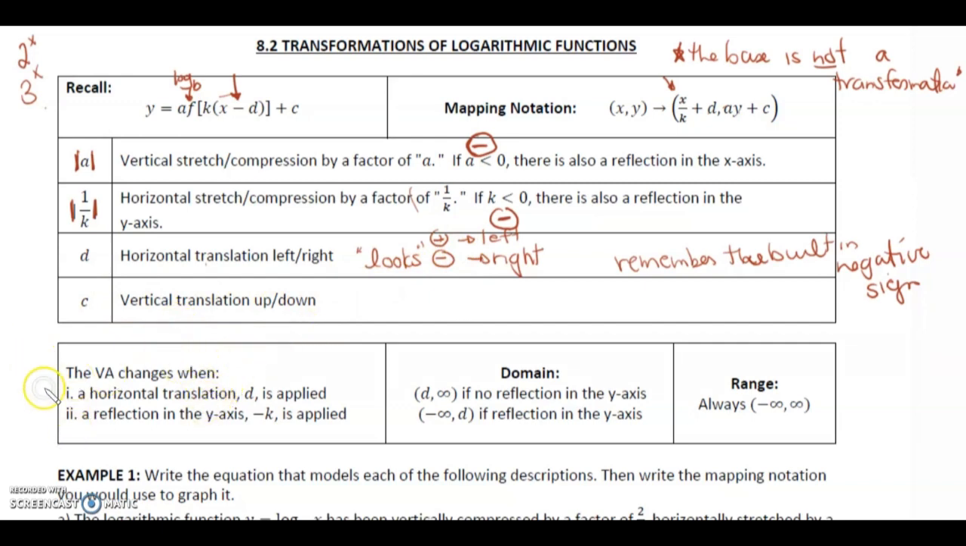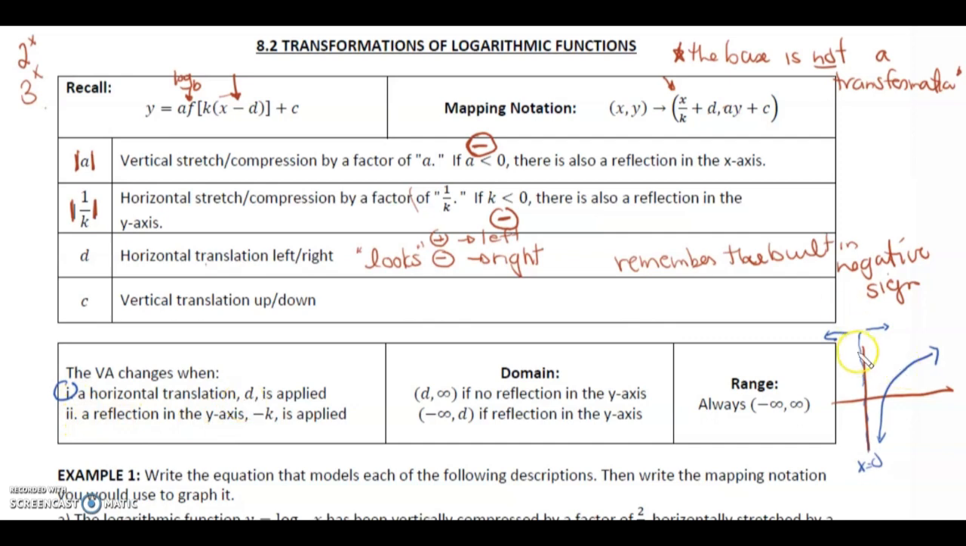Okay, so I want to talk specifically about the vertical asymptote. In a logarithmic function, we know that the original vertical asymptote is at x equals 0, and the logarithmic function looks like this. This asymptote is going to change whether we go to the right or to the left. So if there's a horizontal translation d applied, our vertical asymptote changes.